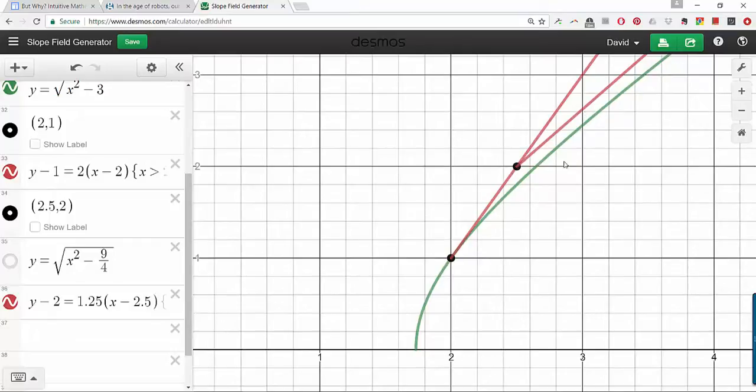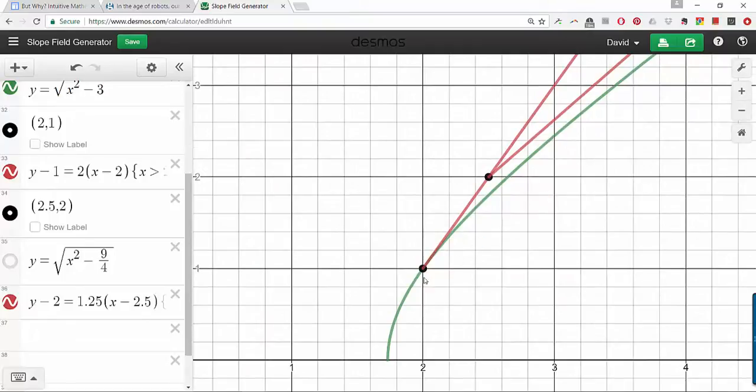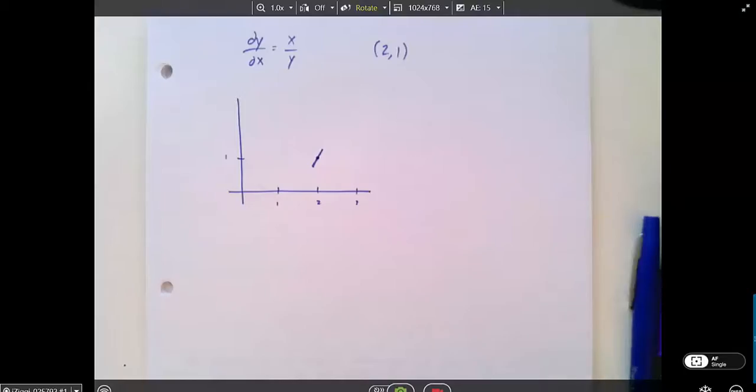And of course, there's nothing magic about 2.5. We could have gone 1/10 of the way and then constructed a line, and then another 10th of the way and constructed another line, and then another 10th of the way and constructed another line. So that's the idea of Euler's method. You're going to construct a sequence of tangent lines that follow the original solution curve. So let's take a look at what this looks like.